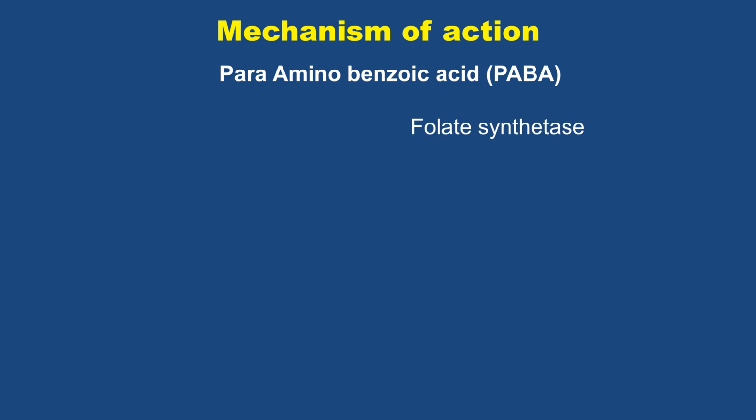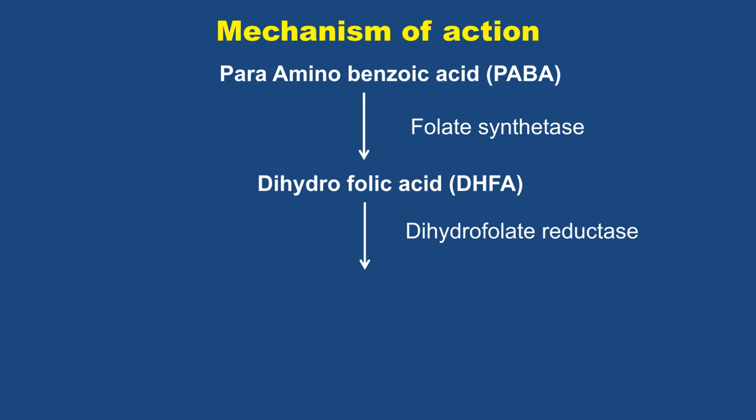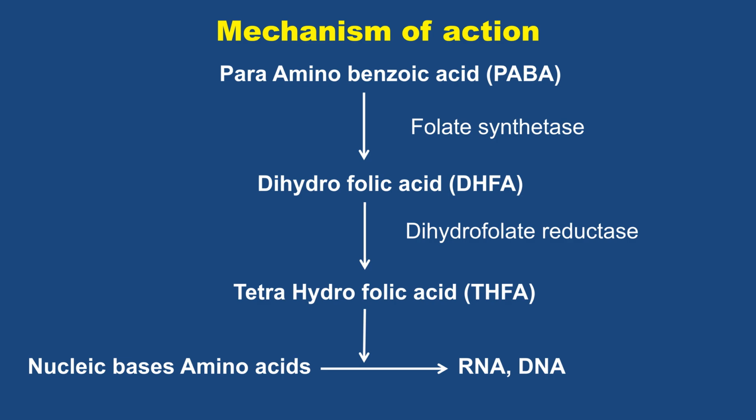Coming to the mechanism of action of co-trimoxazole, as I have mentioned previously, para-aminobenzoic acid is a precursor of folic acid, and folic acid is required for bacterial growth and multiplication. Para-aminobenzoic acid, in the presence of folate synthetase enzyme, gets converted to dihydrofolic acid. Dihydrofolic acid, in the presence of dihydrofolate reductase enzyme, gets converted to tetrahydrofolic acid. Tetrahydrofolic acid in turn is responsible for bacterial growth and multiplication.